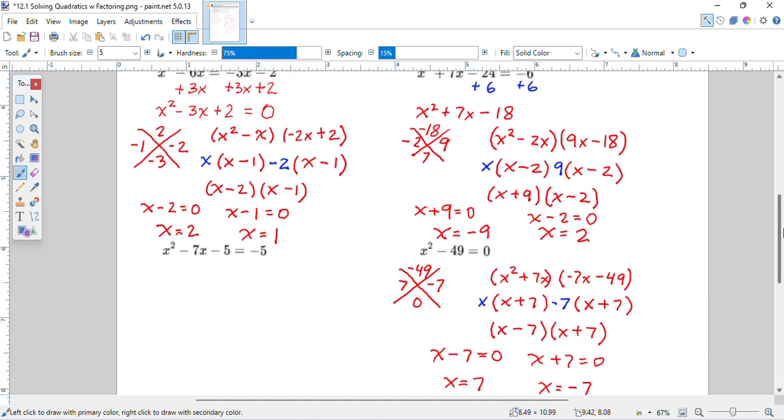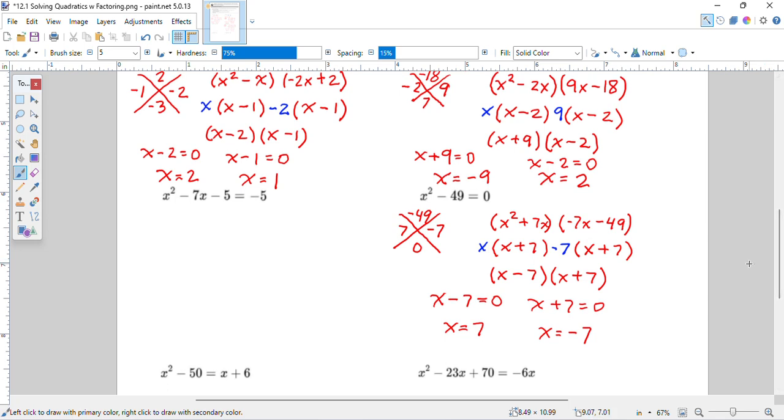Obviously, if you need help with anything, please don't hesitate to ask me, or we can go over it together. We're going to spend the next couple days working on solving quadratic equations with factoring. And then next week, we're going to take a look at how to solve quadratic equations when it can't be factored. We're going to look at what to do when it can't be factored.